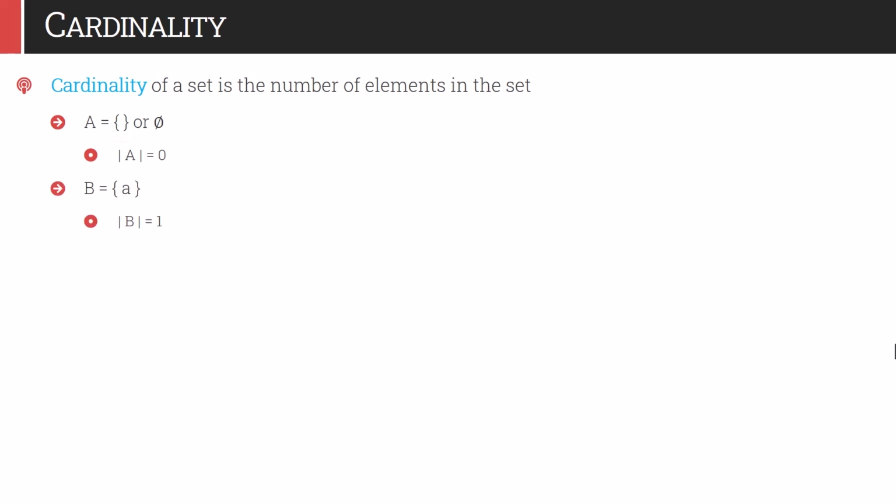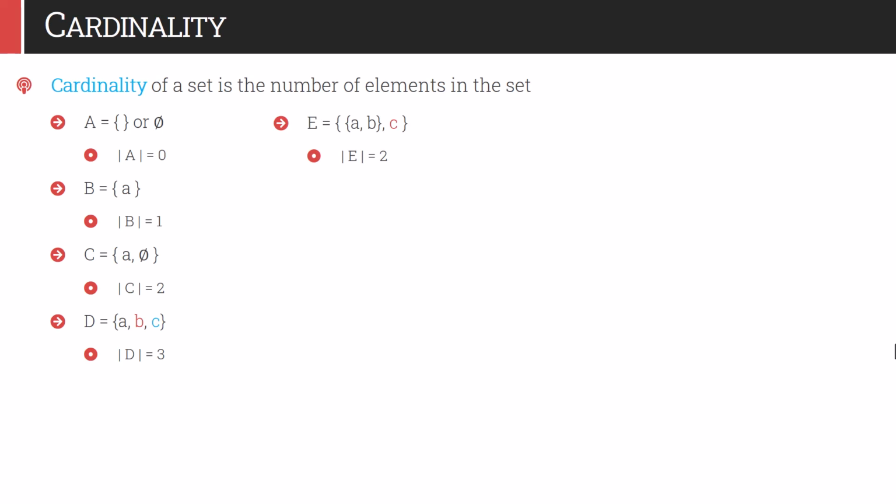Here set B contains only one element, which is A, so cardinality of B is 1. Set C contains two elements, A and phi, so cardinality of C is 2. Very straightforward, D is equal to {A, B, C}, so cardinality of D is 3.